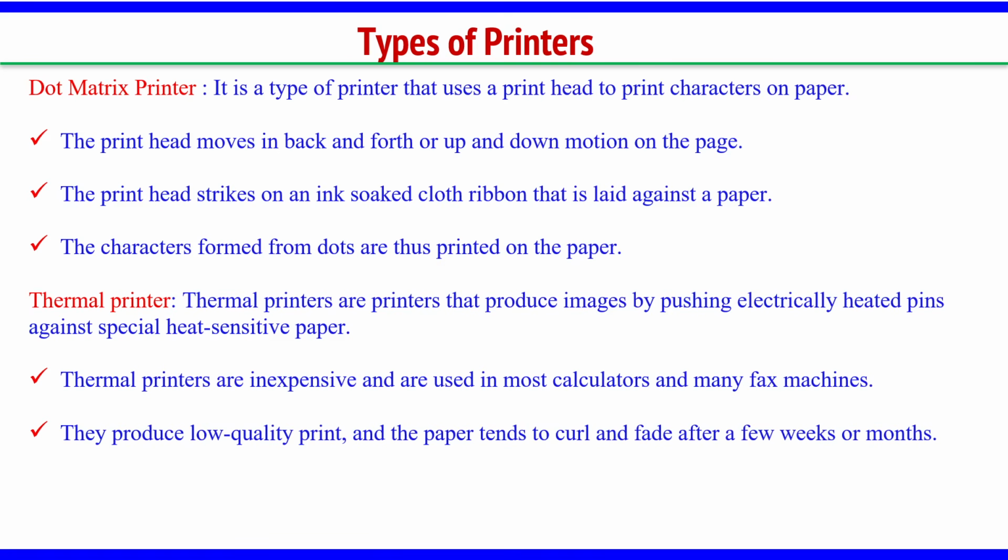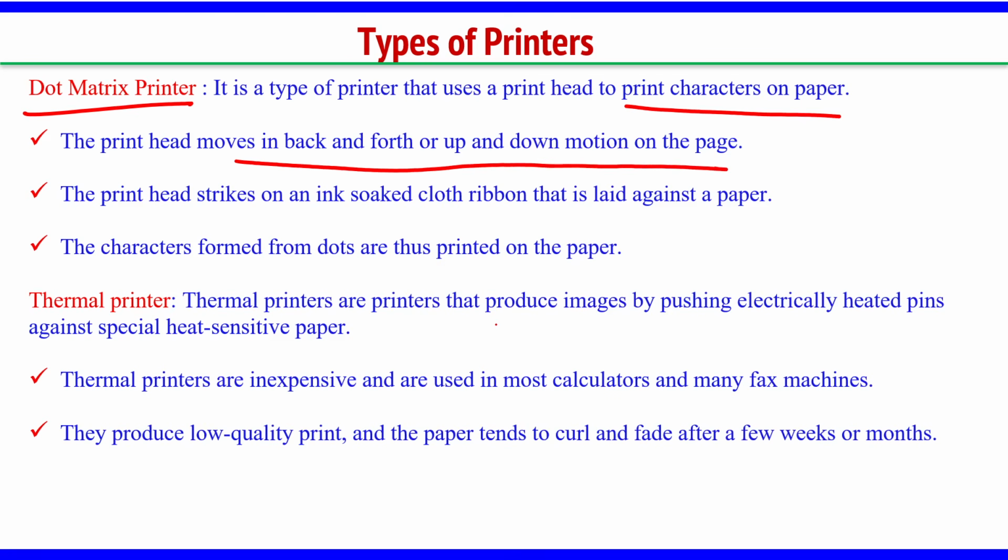Types of printers. Okay, the first one is dot matrix printer. So what is this? It's a type of printer that uses a print head to print characters on paper. Okay, this print head moves in back and forth, up and down motion on the page. If you have gone to the post office, when you do some speed post, there will be something which is printing and it makes some noise, right? And there is one head which is moving forward and backward, and also it is going to next lines. That is the dot matrix printer, right?